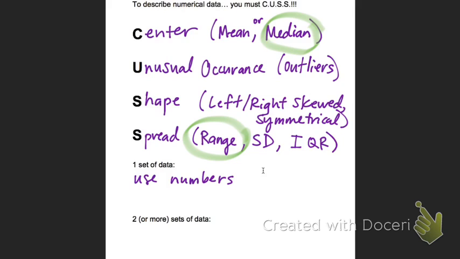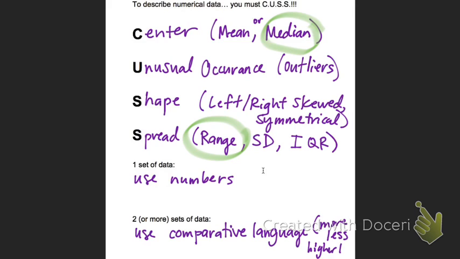But if it's two or more sets of data, we don't need to use any numbers. We have to use comparative language. And by comparative language, I mean like more, less, higher, lower, etc.